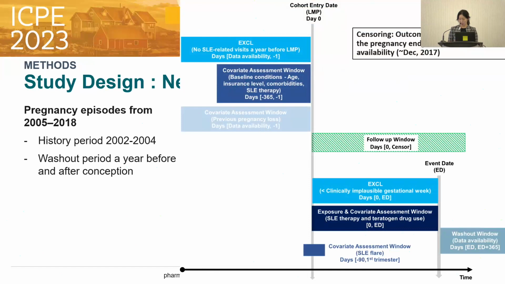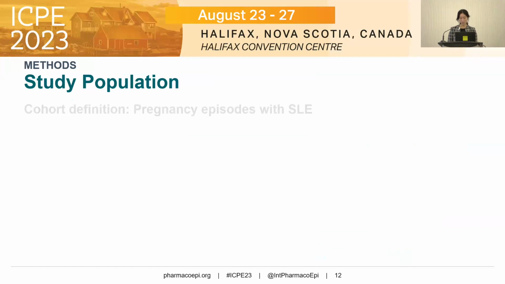Maternal characteristics such as age, insurance level, and comorbidities were examined during the year before pregnancy start, and the main exposure of drug use was examined during the pregnancy period. A lupus flare, which is really important for lupus patients during pregnancy, was examined from 3 months before conception to the first trimester of pregnancy.